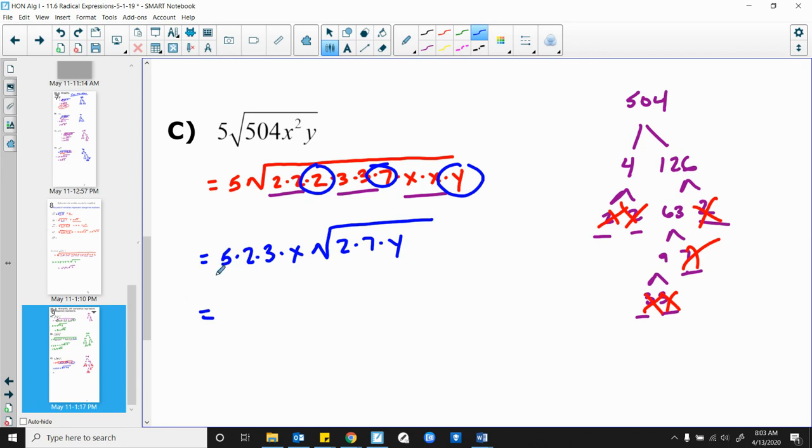We can multiply all this out. 5 times 2 is 10. 10 times 3 is 30. So this will become 30x on the outside. And then 2 times 7 is 14y on the inside. Okay? That is how we simplify radical expressions using our factor tree method.